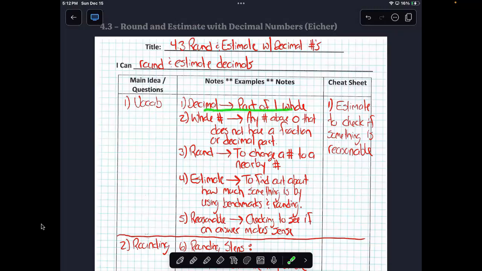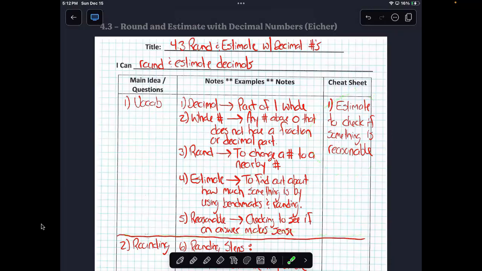Just a quick review. Decimals: part of a whole. We know what a whole number is: any number above zero that does not have a fraction or decimal. Rounding: to change a number to a nearby number. Estimate: to find out about how much something is by using benchmarks and by rounding. And then reasonable: checking to see if an answer makes sense. You all, again, should have that vocab done, and you all should have your cheat sheet in here.